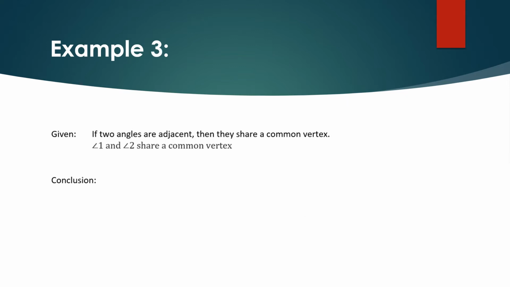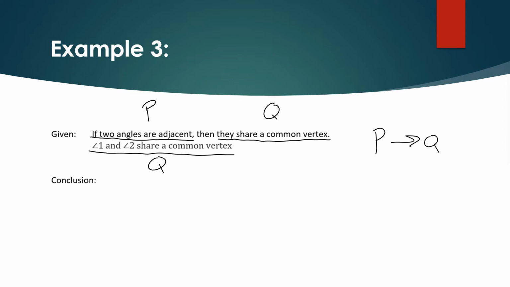Example 3, if two angles are adjacent, then they share a common vertex. So two angles are adjacent, P. Then they share a common vertex, Q. And then it tells me that angle 1 and angle 2 share a common vertex. Well, that is Q. So what conclusion can I draw? Well, P implies Q. Q is true. And that is not the law of detachment, so I'm going to say no conclusion.